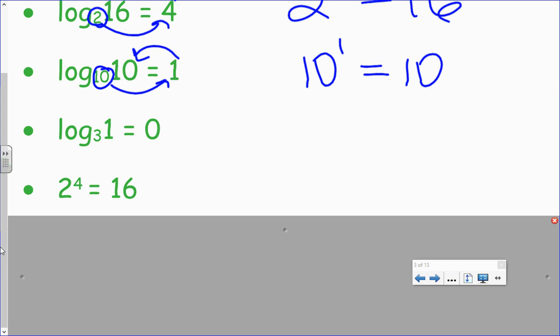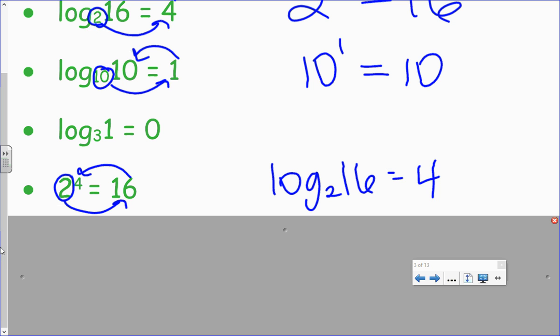Let's talk about going the other way. We know that 2 to the 4th equals 16. The log base 2 of 16 equals 4. Okay, good. Whatever is our base stays as our base. So we have log base 2 of 16 equals the exponent of 4. Okay, a logarithm is an exponent.